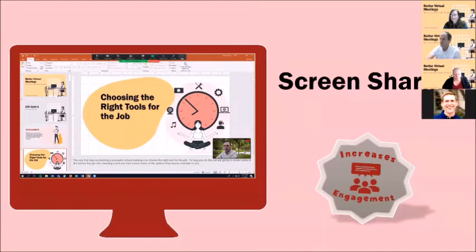Second is screen sharing. So it's another important feature in order to get the most out of a meeting. It ensures that all meeting participants are able to see what you are seeing and thus boosts engagement. So providing visuals for participants to focus on is really important for people to stay focused, which is also further important for engagement.